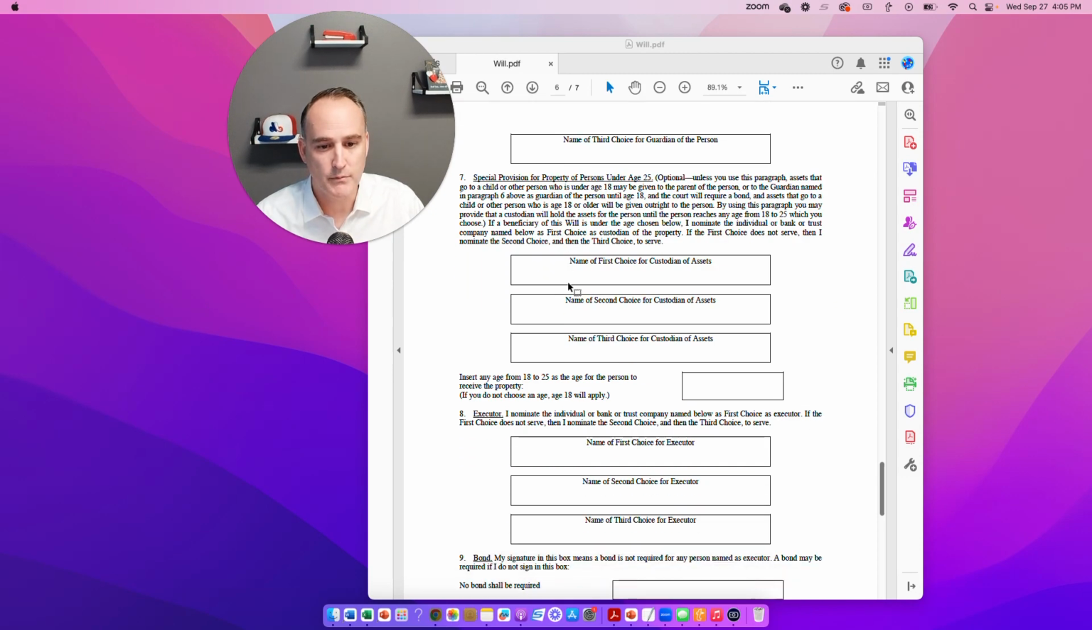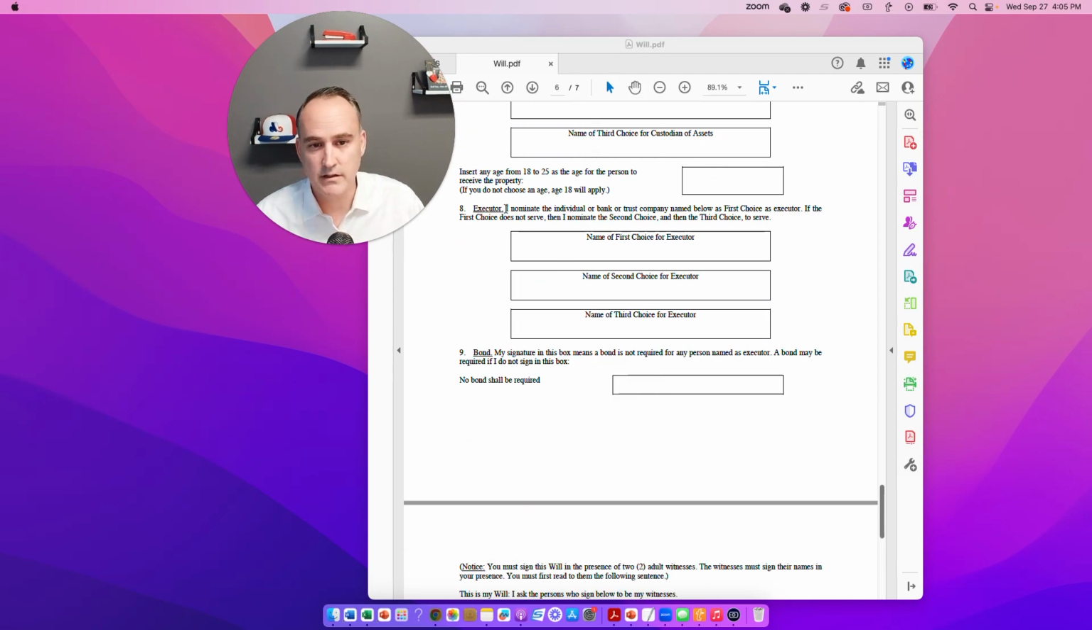Moving on, you decide who the executor is. Oh, and by the way, you can choose to have your kids be up to age 25 before they actually inherit this property. The executor is in control of distributing all of this stuff, and you can name your first and second choice.